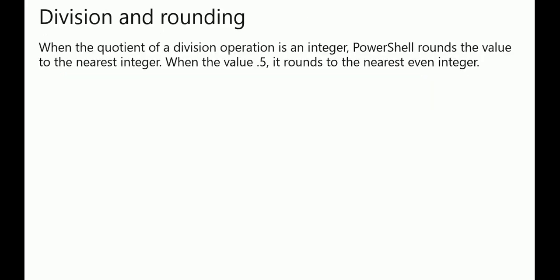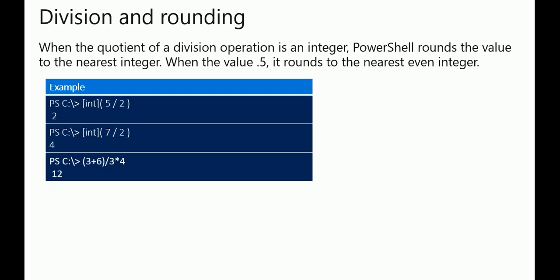Here I gave the example of division and rounding. When the quotient of a division operator is not an integer, PowerShell rounds the value to the nearest integer. When the value is 0.5, it rounds to the nearest even integer. Let's understand with the example.